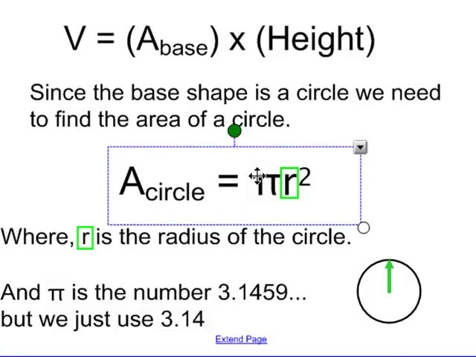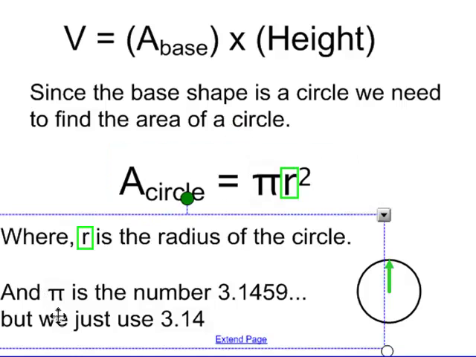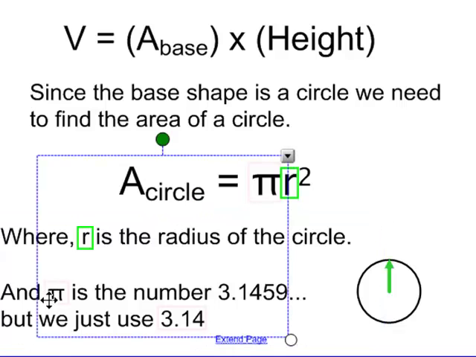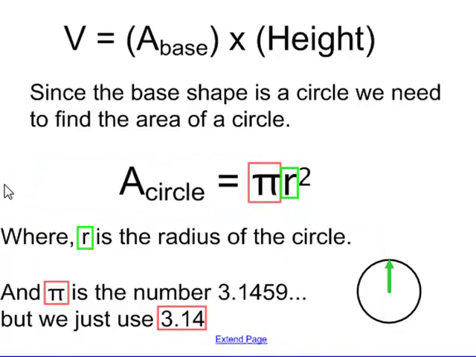And the number pi. Well, the number pi is 3.1459, and it goes on forever. But just for calculation's sake, we use the number 3.14. Let's see these formulas in action and calculate the area of some circles and the volume of a cylinder.